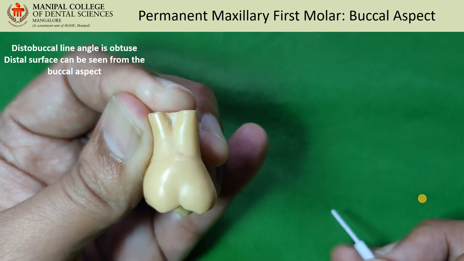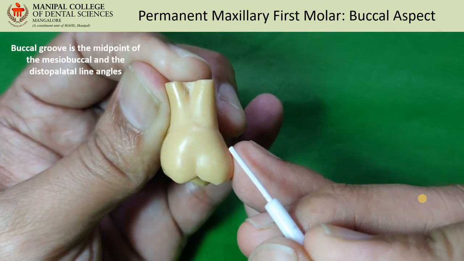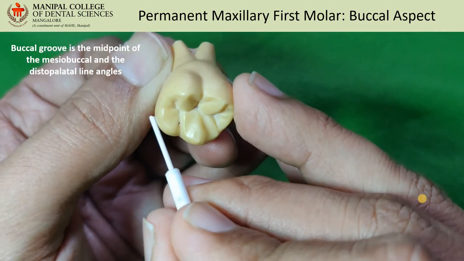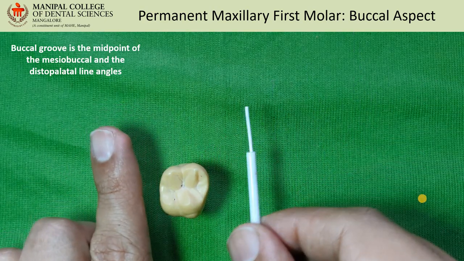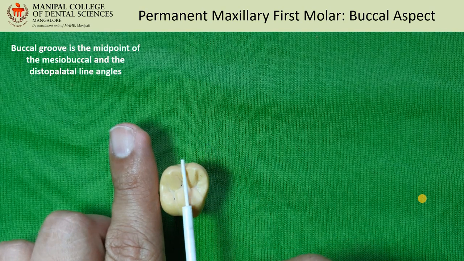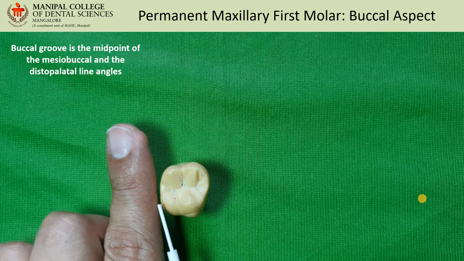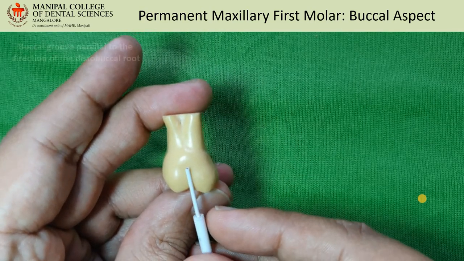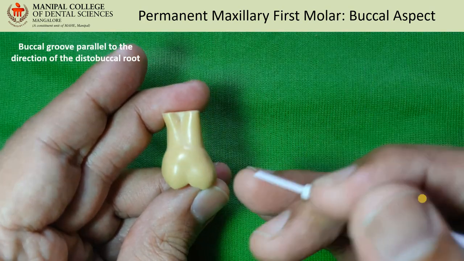And the buccal groove is roughly a midpoint between the mesiobuccal line angle and the distolingual line angle. So when you position the tooth like this, you have two surfaces and the buccal groove is midline between the mesiobuccal and the distolingual line angles. The buccal groove is roughly parallel to the direction of the distobuccal root.